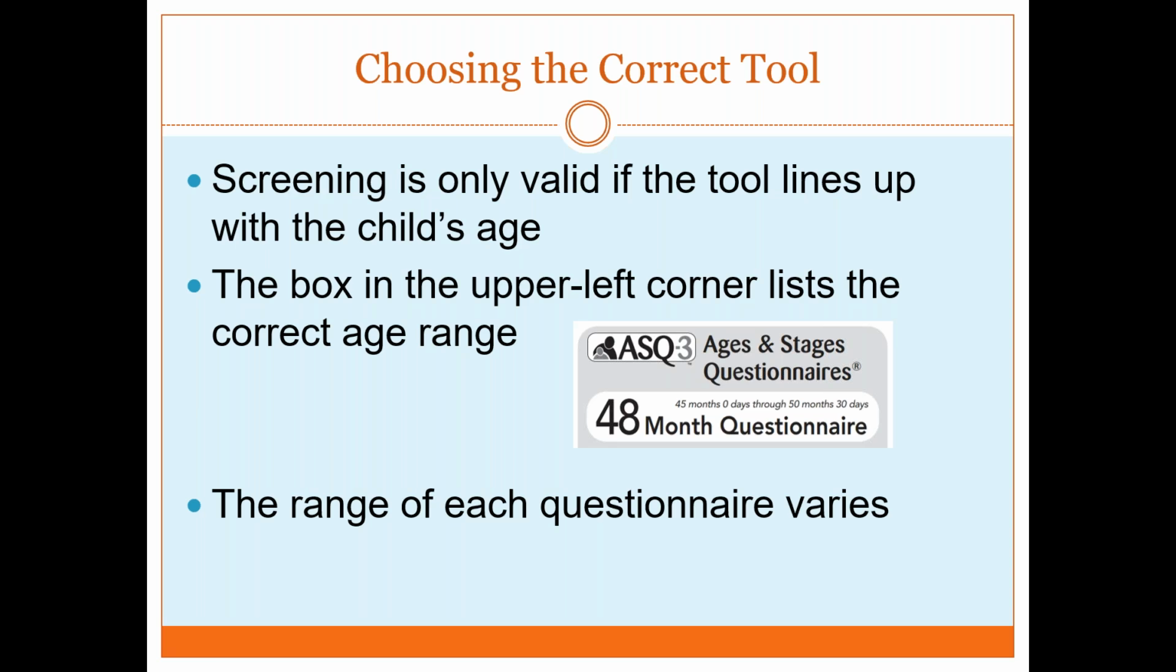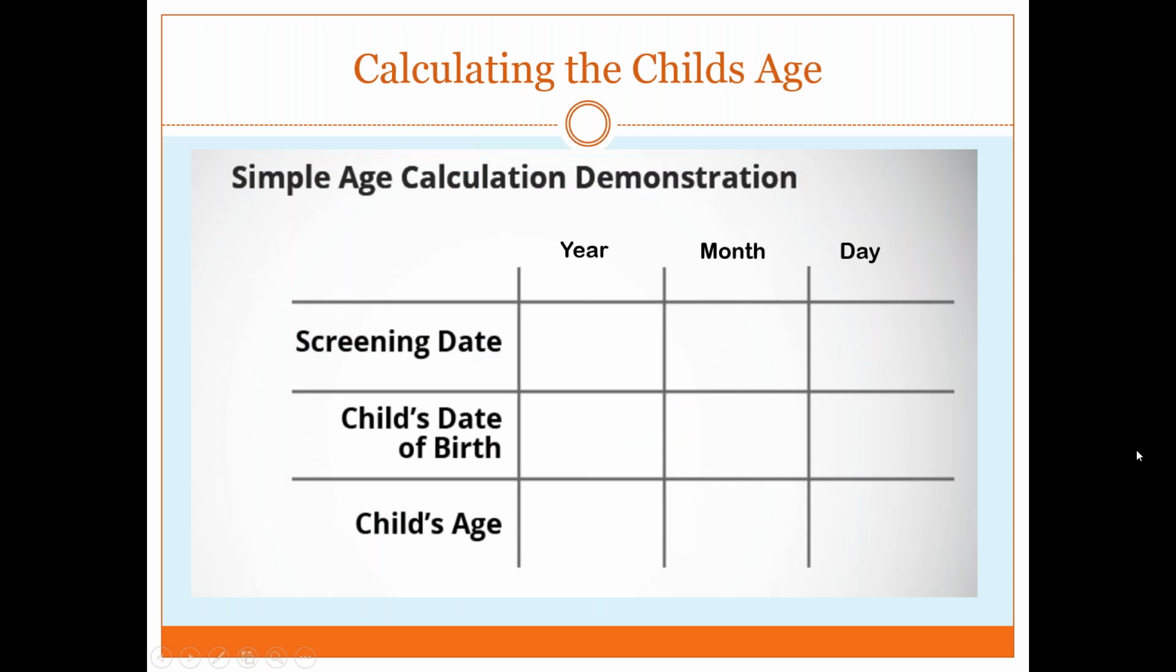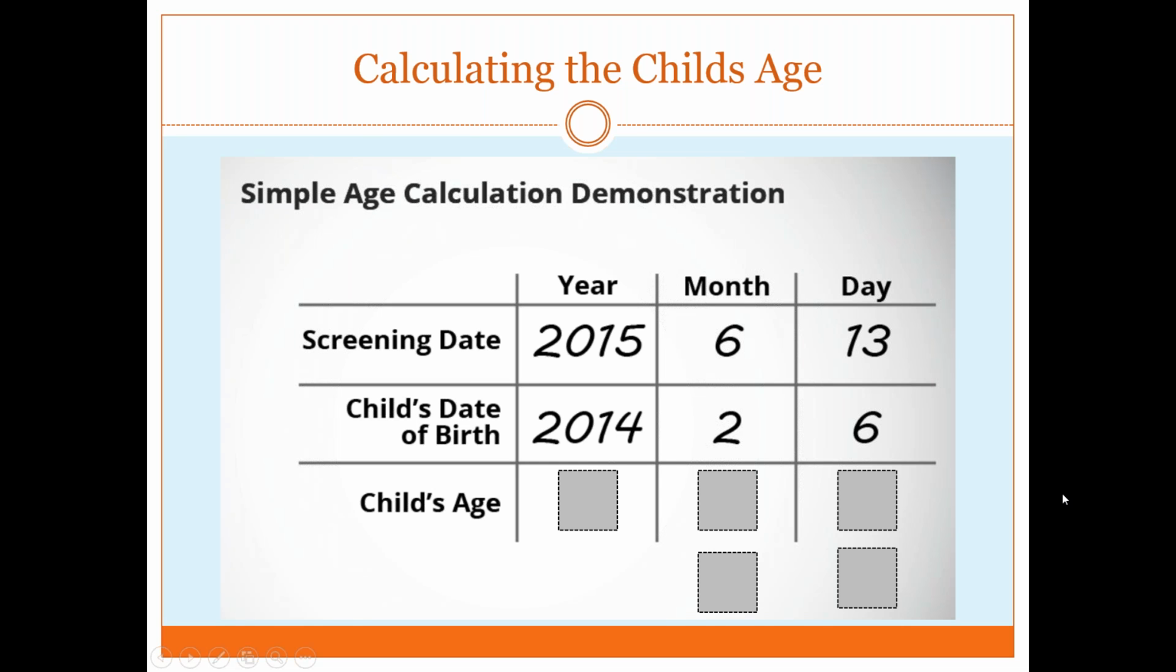How do we calculate the child's age? To calculate the child's age, you can simply set up a little chart like this. You want to include the screening date, the child's birthday, and then it'll give you the result of the child's correct age. And you want to have a column for year, month, and day. So, for example, let's say that the screening date was in 2015. It was the 6th month of June, and it's the 13th day.